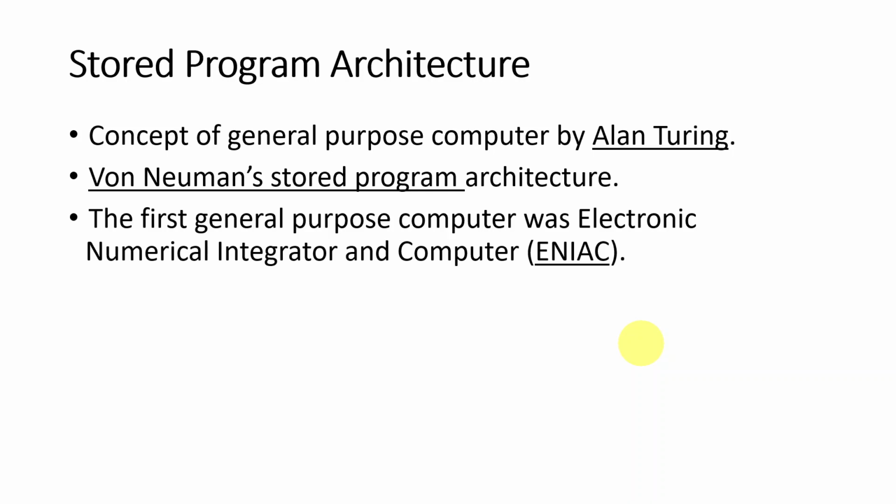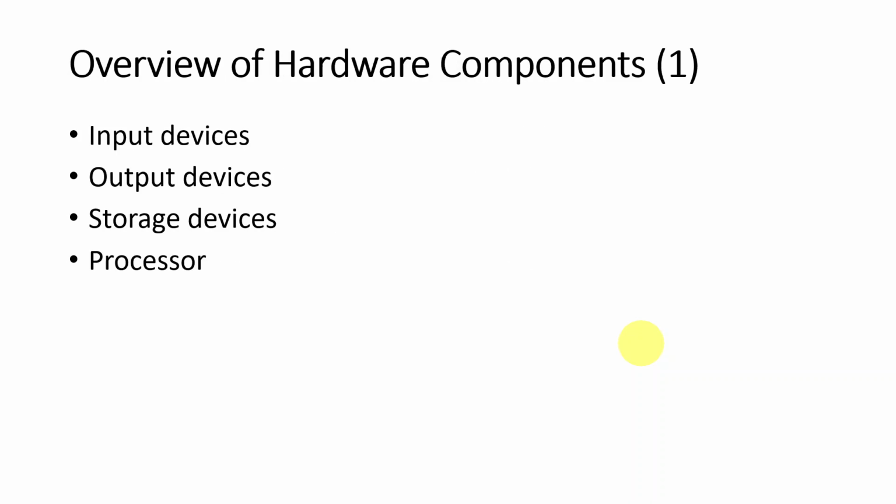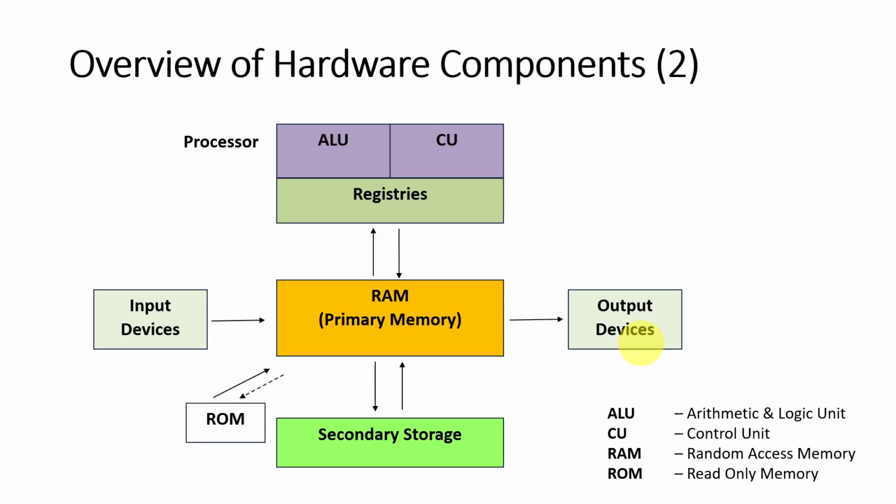So let's look at the overview of the hardware components. As I already mentioned, we need input devices, output devices, storage devices, and the processor. So this is the von Neumann architecture of the modern, general purpose computer. You can clearly see the input devices, the output devices, the memory, secondary storage, the ROM, and the processor. So let's look at the components one by one.